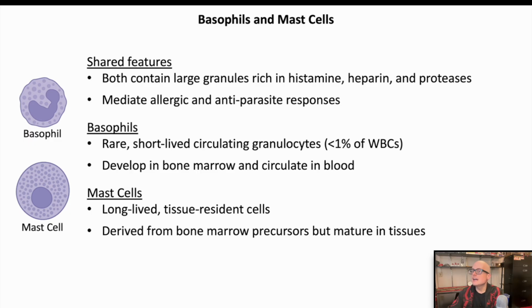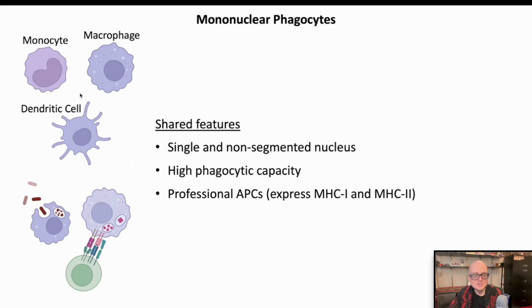Okay, so that includes that set of cells: neutrophils, eosinophils, basophils, and mast cells. These were our granulocytes. So let's move on now to that other subfamily of myeloid cells, which are the mononuclear phagocytes, which you can see here. They include, again, monocytes, macrophages, and dendritic cells. And the thing that all three of these cell types share in common is that they have a single, non-segmented, normal-appearing nucleus, hence the name mononuclear cells.